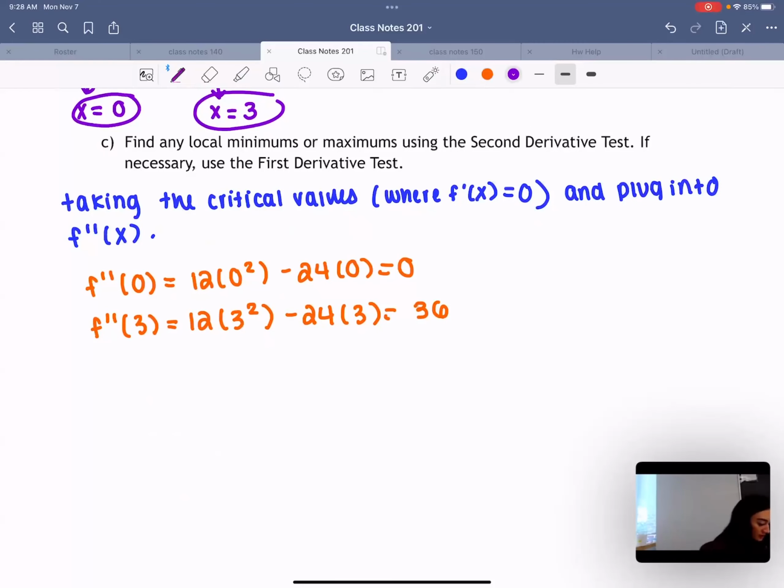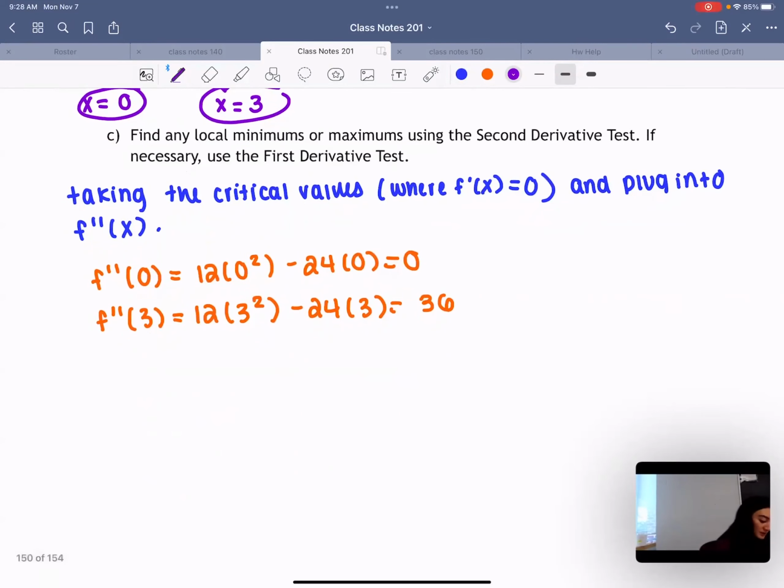Okay. I'm going to start out with the x equals 3 here. I got 36, and 36 is bigger than 0, so it's positive. Okay, does that mean I have a local min or a local max at x equals 3? Local min. Local min, right? A positive second derivative means we have a local min. Okay, so this means local min. We'll talk about what the local min is after we figure out what everything is.